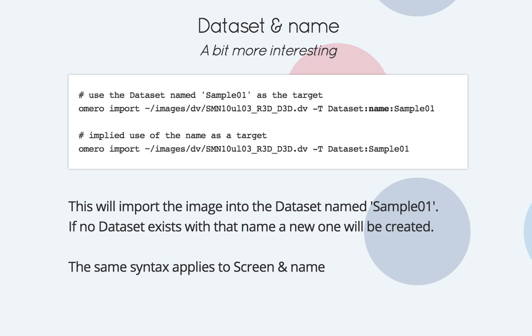A little bit more interesting is providing the name with the dataset. So in this case, if we've got a dataset named sample01, we can specify that as the target by using -t dataset:name:sample01. And this will import it into the dataset with that name. If the name doesn't exist, then it will be created automatically. And again, the same syntax applies to screen and name.